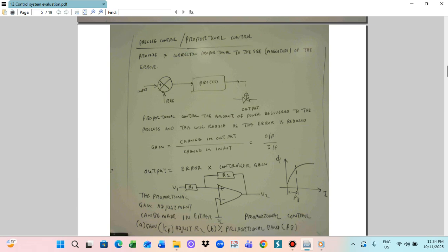Inside the control system, we use proportional control. Proportional control provides a correction proportional to the size and magnitude of the error. So the more error there is, the more control action is applied. In this diagram, this is the input, and this is the reference. This is the process, and this is the output.